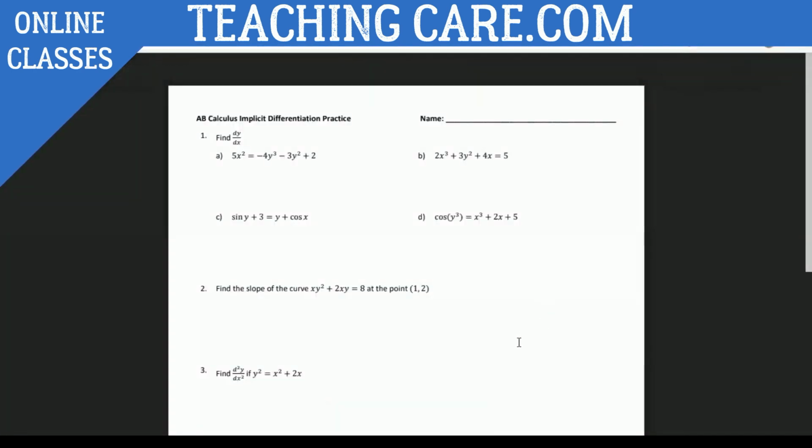Find dy by dx. They have given this one. Got it. In this itself, you have finding the slope of the curve and everything. Okay.